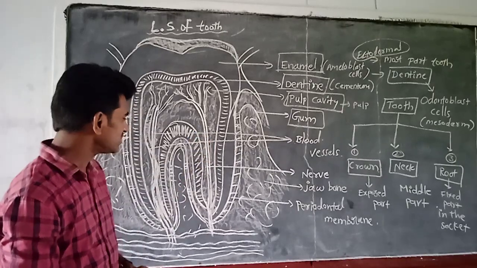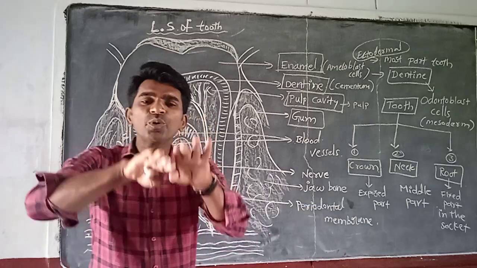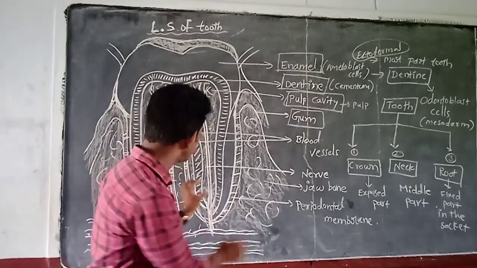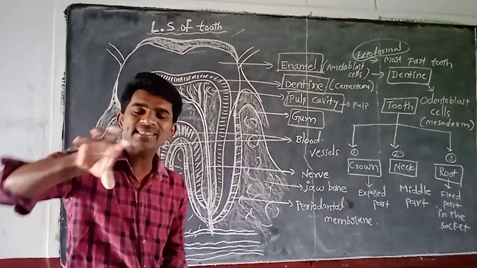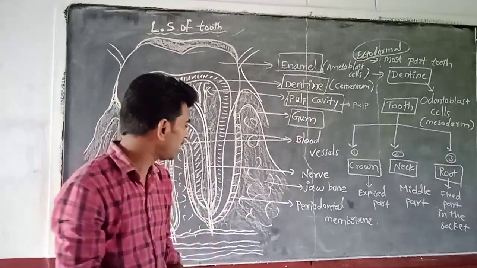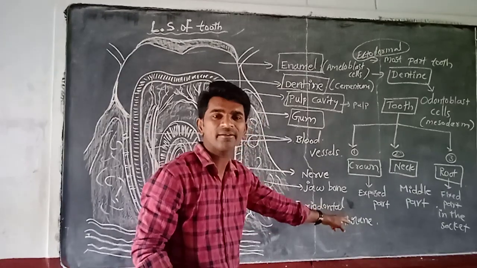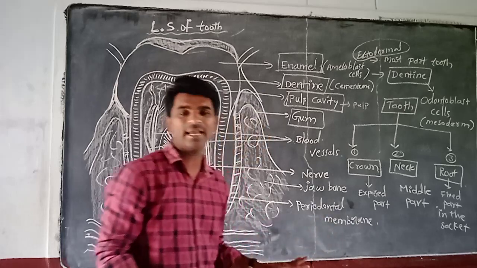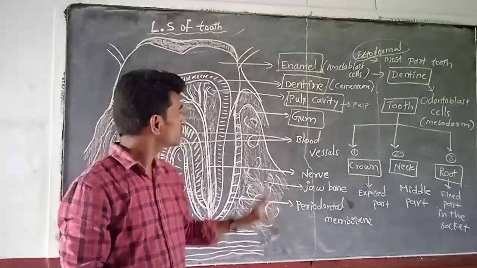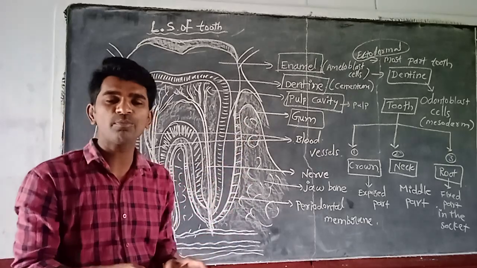Also, dear students, the root region is covered by a membrane called the periodontal membrane. What membrane? Periodontal membrane. Okay, so if this question is given, you must write all these points.